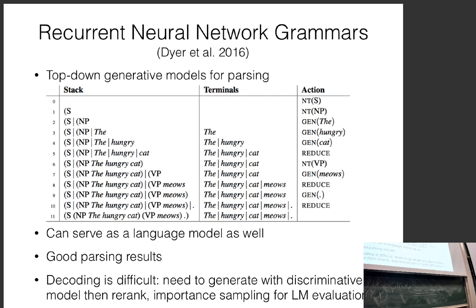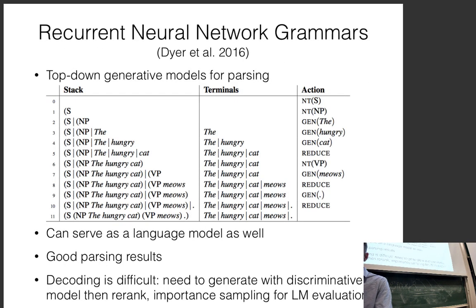So the way you can get around this is you can take a discriminative model like the stack LSTM or something, generate candidates and then re-rank them to get your final answer. Another thing that you can do is importance sampling. So importance sampling is a way to basically approximate this marginalization over all of the trees that you could possibly have. So you sample trees according to the discriminative model, and then you recalculate their probability according to the generative model. So I realize that this is a little bit complicated, but it is a very interesting model in the paper as well.